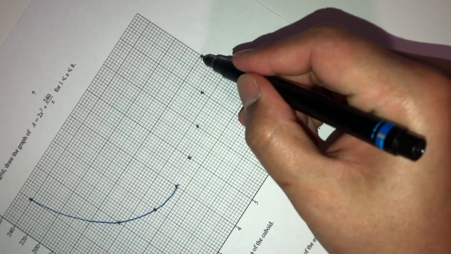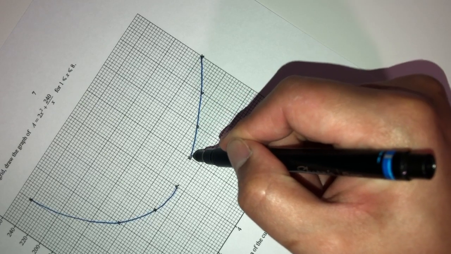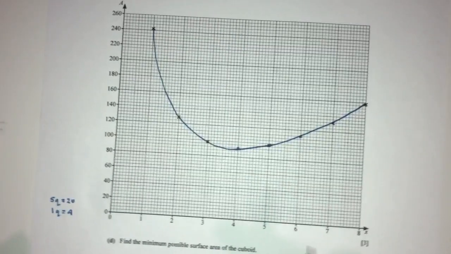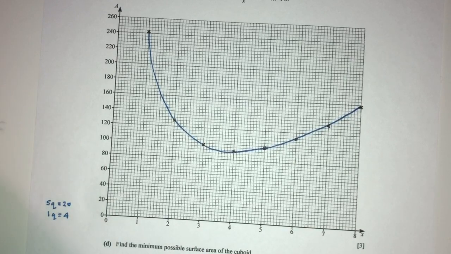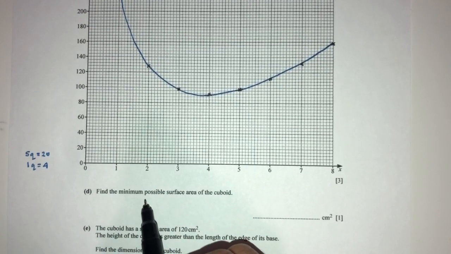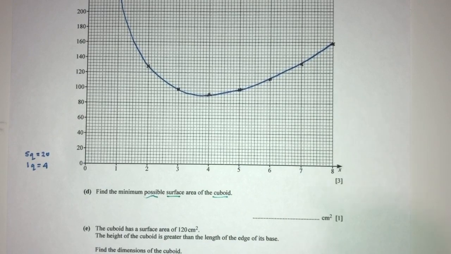But you have to try your best using a pencil, so joining these points like this. Of course, mine is not perfect at all, but you get the idea. It is okay. So these are the points joined by a smooth curve. Now, what else? We have to find the minimum possible surface area of the cuboid.